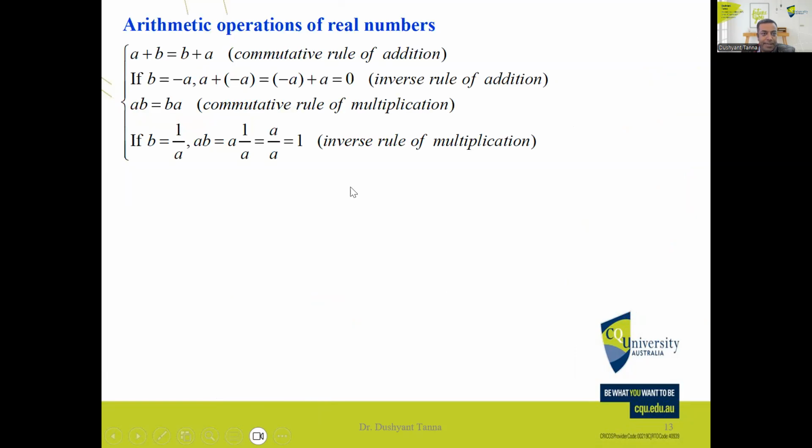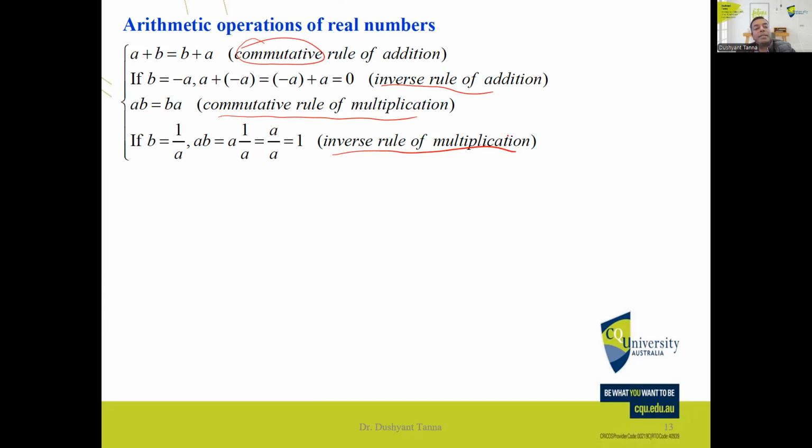Okay, so let's look at the arithmetic operations. This is the commutative rule. Remember, I mentioned before, it's good to familiarize yourself with the name as well as the property, because you will use it in future to explain it to someone else. It's more for the education course. If you are to be a teacher, you will explain to someone else. Inverse rule of addition, commutative rule of multiplication, and inverse rule for multiplication.